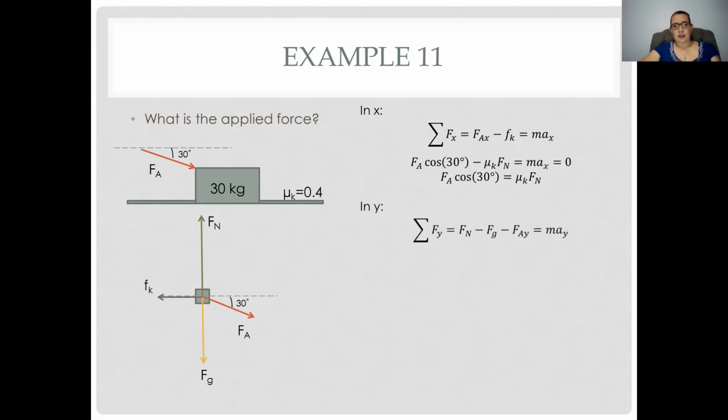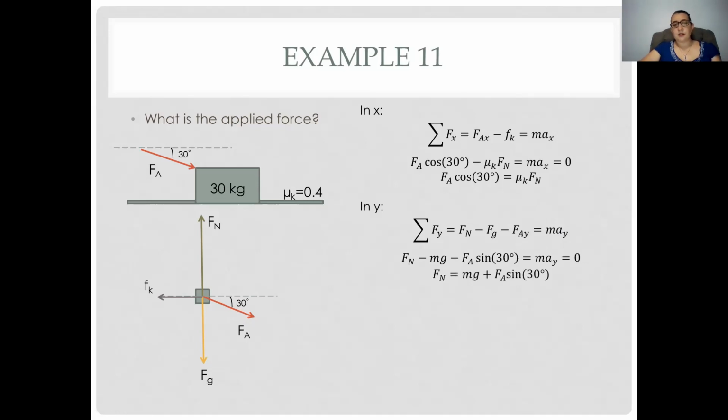In the y direction, now we're summing the forces in the y direction. So we have the normal force pushing up minus gravity pulling down minus this y component of the applied force equals our mass times acceleration in the y direction. And again, it's not accelerating in the y direction, so that's going to equal 0. But we have the normal force minus mg minus the applied force times the sine of 30, because this y component is the side of the triangle opposite the angle.